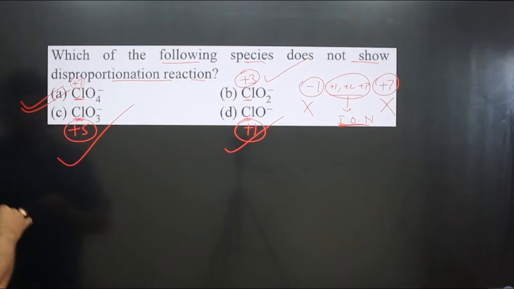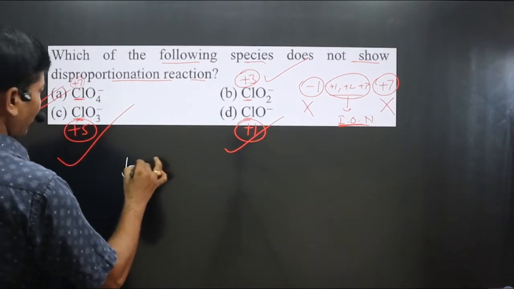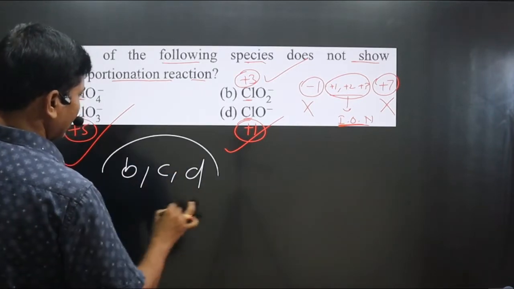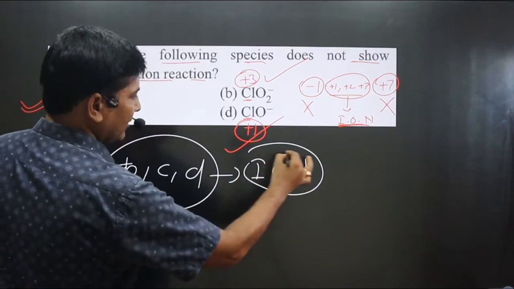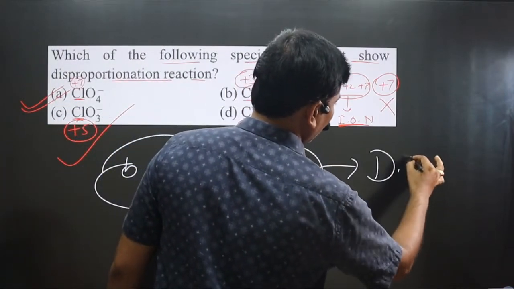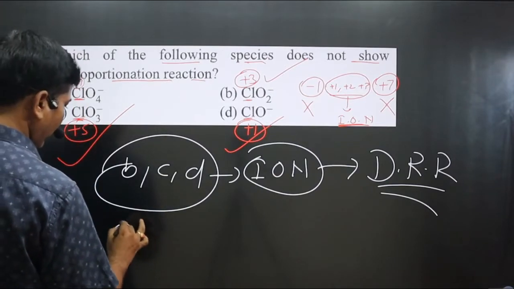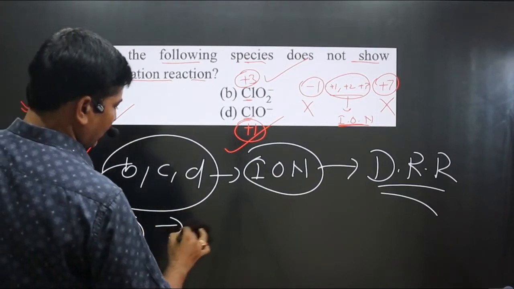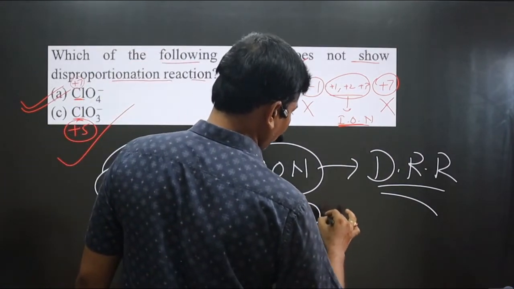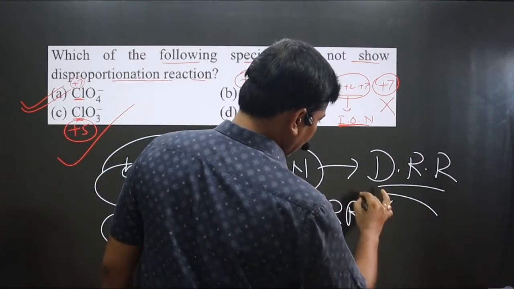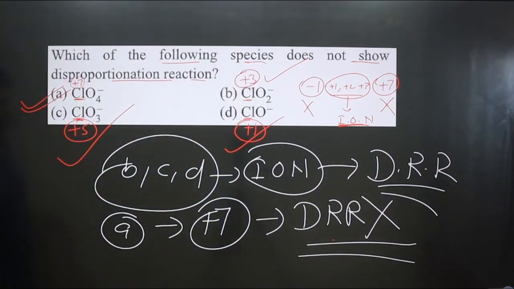So you can see we have options B, C and D. In this case, Cl is present in intermediate oxidation number, hence it will undergo disproportionation redox reaction. But in case of option A, it is present in its maximum oxidation number, hence it will never undergo disproportionation redox reaction. Okay, option A is correct.